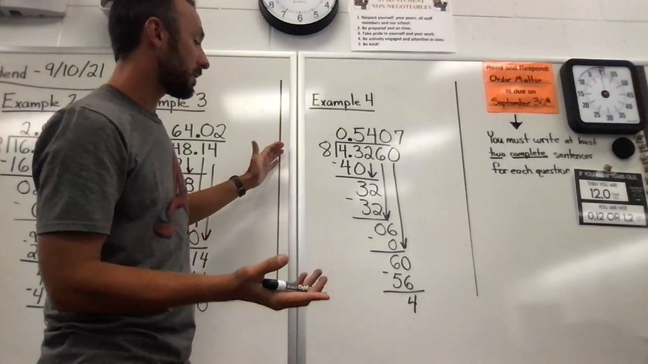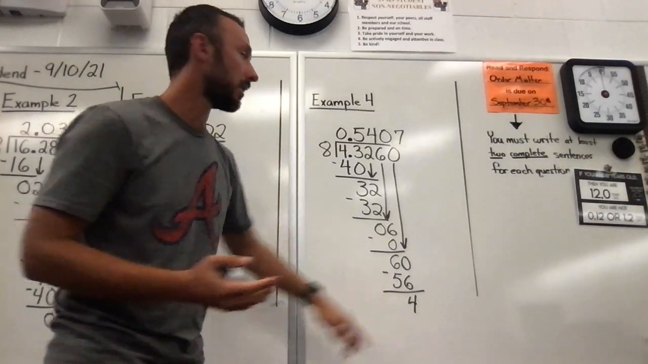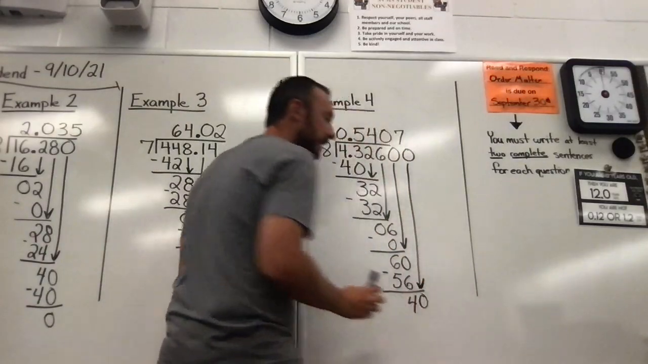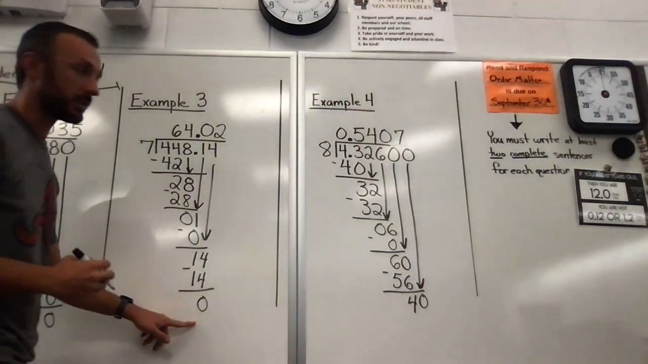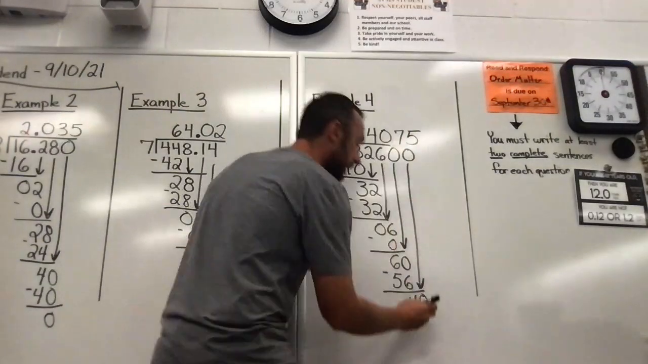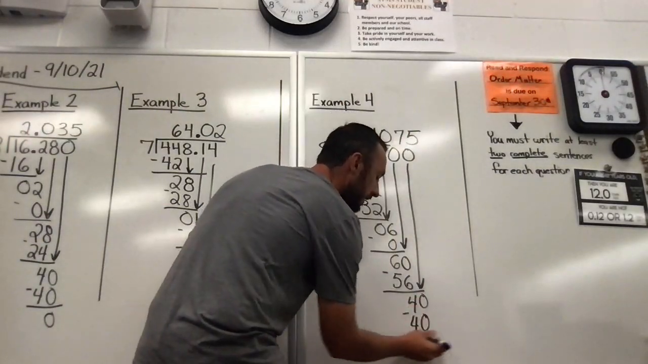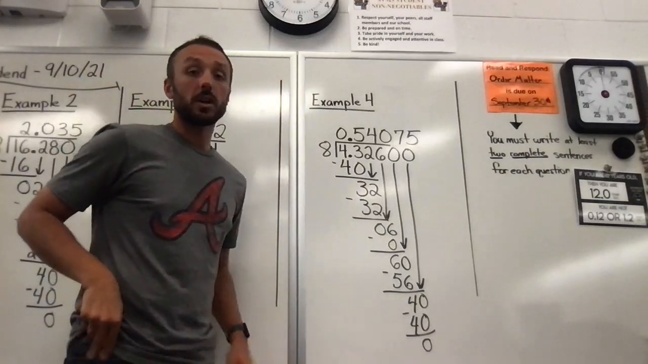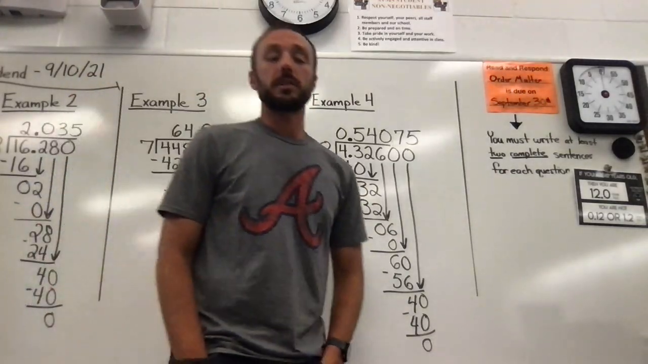And I have no more numbers to bring down. That's still not a 0, so I will have to add another 0. I will continue this process of adding zeros until I get a remainder of 0. Now 8 goes into 40 5 times. 5 times 8 is 40. I subtract, and I get 0. So there are 4 examples of how to do long division with a decimal in your dividend.